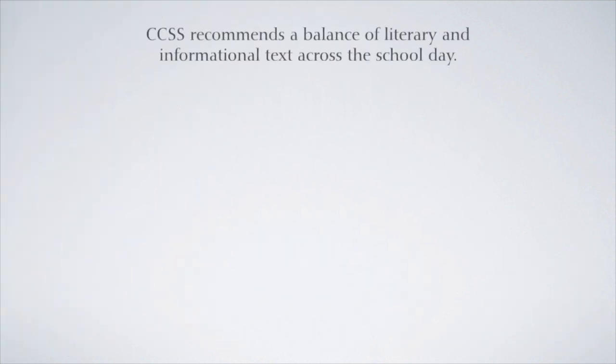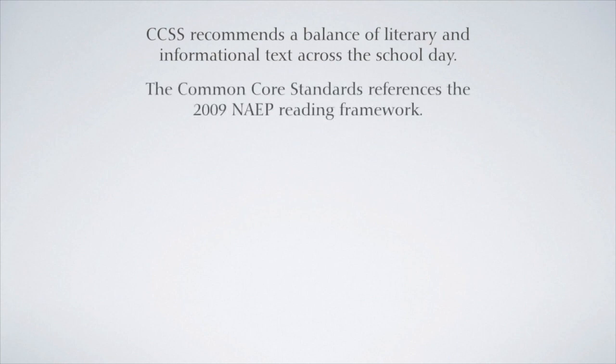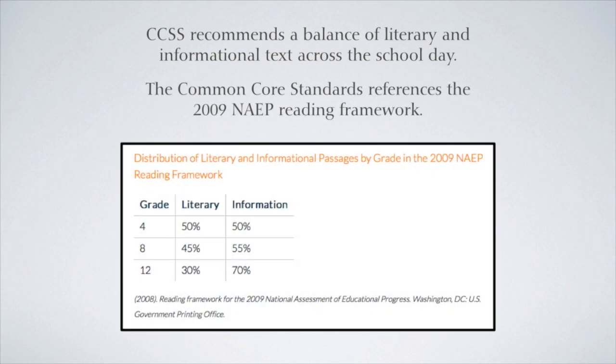The Common Core State Standards speak of the need to balance literary and informational texts within the classroom. They reference the National Assessment of Educational Progress's balance of text types, with a goal of 50% literary and 50% informational text being used across the school day in fourth grade classrooms, with an increasing percentage of informational text as students move up the grades.